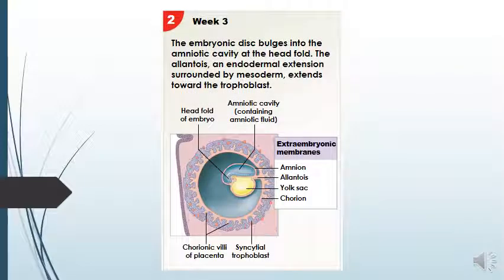And by week 3, the embryonic disc bulges into the amniotic cavity at the head fold. The allantois and endodermal extension is surrounded by the mesoderm and extends towards the trophoblast. You can also see the amniotic cavity, which contains the amniotic fluid, and the chorionic villi of the placenta.